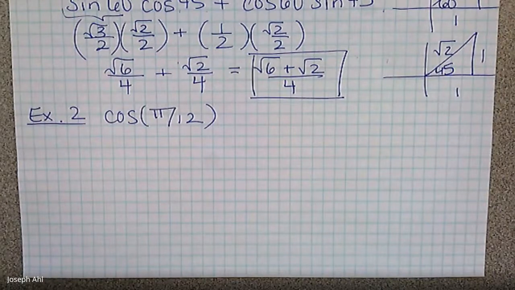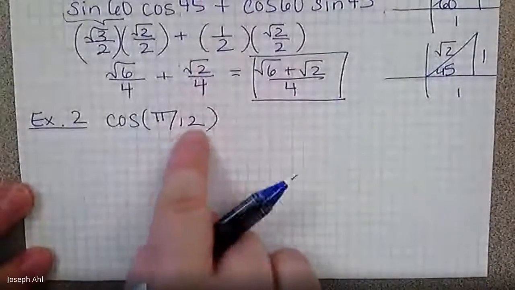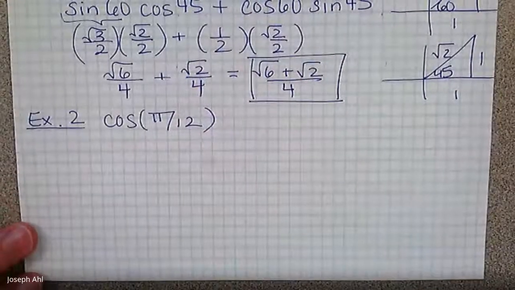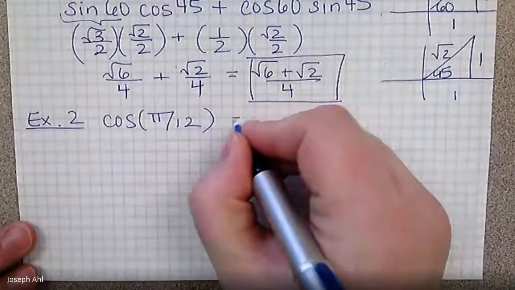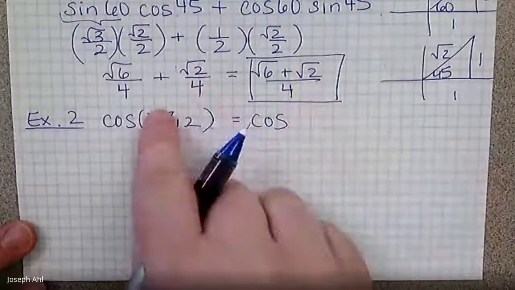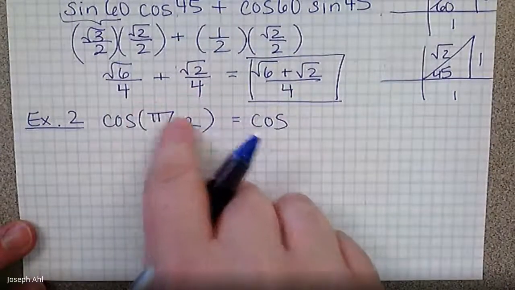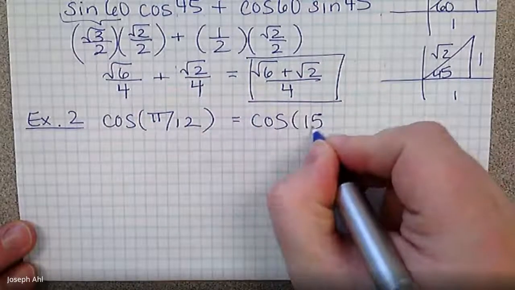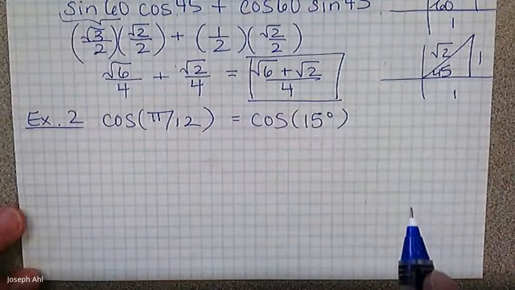I think that even though I'm a big fan of radians, these types of questions where we have to find the exact value, by the way, those are the same directions, find the exact value, I think it's much easier to think of it in terms of degrees. So what is this in terms of degrees? Well, if pi is 180 degrees, 180 divided by 12 is 15 degrees.